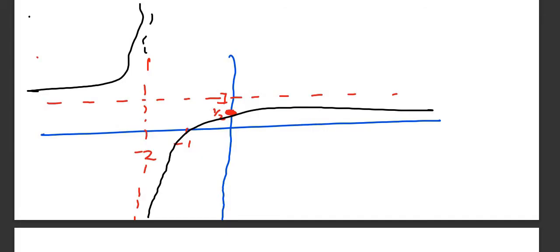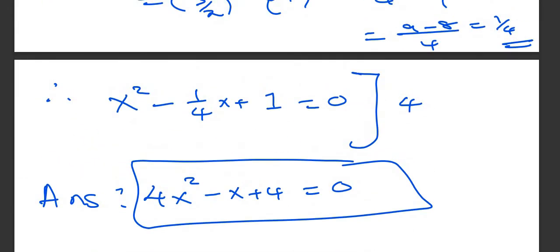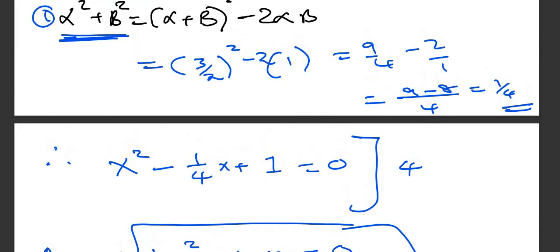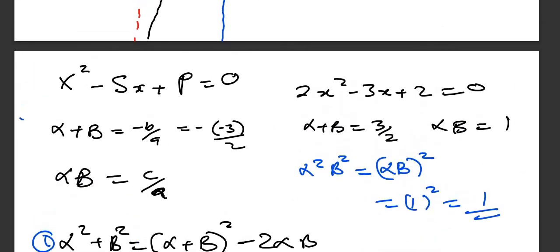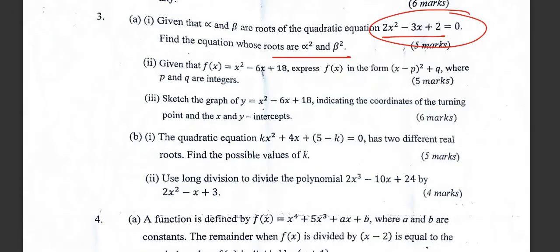Any questions, guys, here? Yeah, so that answers our question here. So this is what you are supposed to do. Get your sum, your product, then we get the new quadratic. This is what you get.